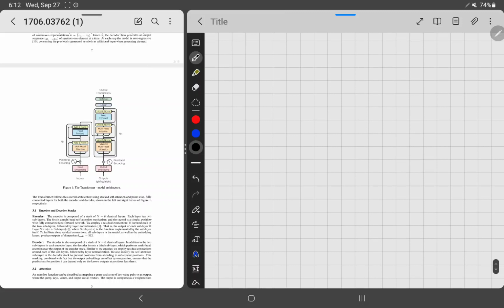Now, like I said, this only works with a single vector, but with text, the way you encode text is you have multiple vectors. You have a vector represent each word.